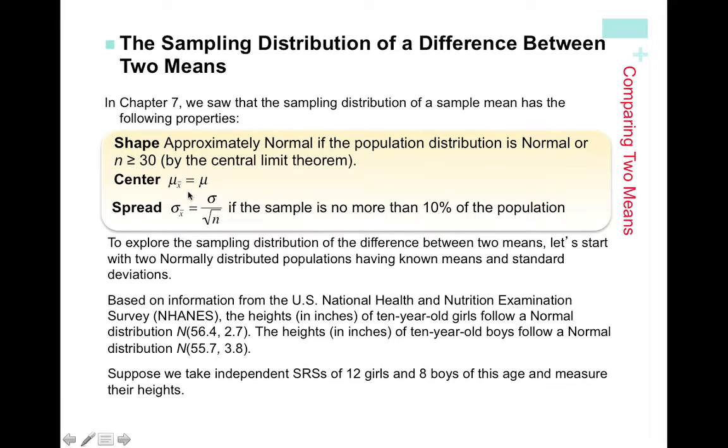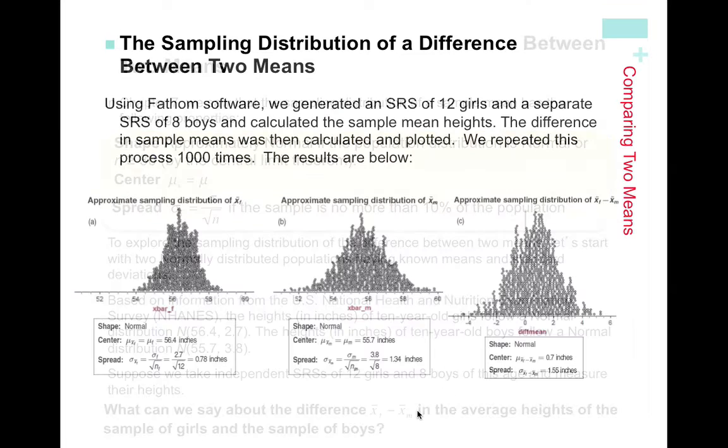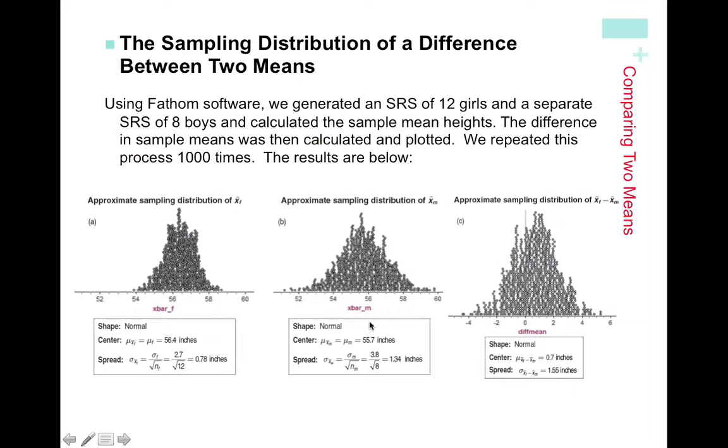The center of the x bars, this was previously, was mu. The standard deviation of x bar was sigma over the square root of n. But now what we're talking about is the difference in the two mu's. So we might need to find the differences in the x bars to estimate the differences in the means.